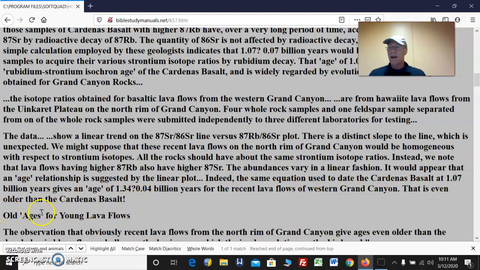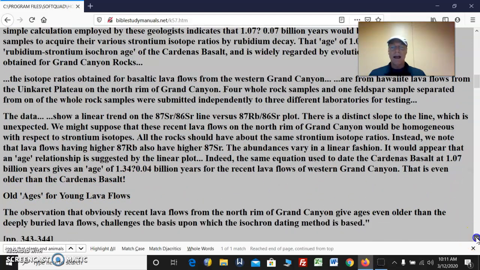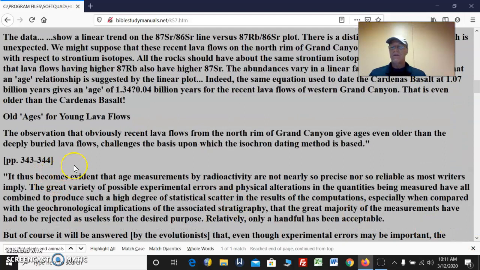So we have old ages for the young lava flows and young ages for the old ones. The observation that obviously recent lava flows from the north rim of Grand Canyon give ages even older than the deeply buried lava flows challenges the basis upon which the isochron dating method is based. So at the very bottom of the canyon, you have the youngest ages, as compared to the very top of the canyon, where the latest lava flows supposedly occurred only 1 million years ago, and it's older than the bottom. First the bottom, then it piles on top. When you fill a glass with water, the oldest water is at the bottom. But in this case, it's the reverse, by billions of years.